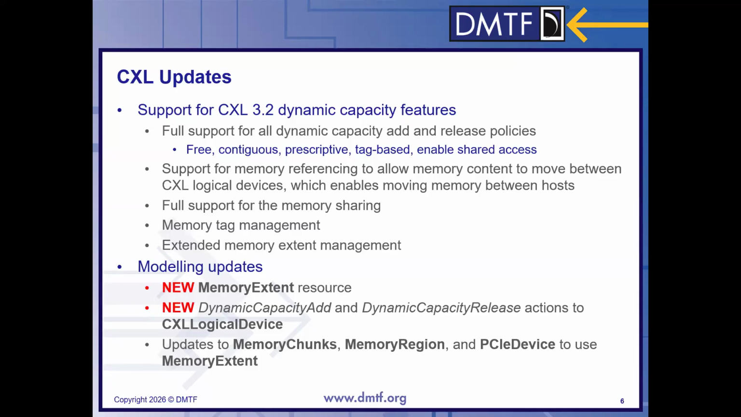And we've added the new memory extent capabilities that were defined in CXL 3.2. So the main highlights again for the CXL updates, we've added a new memory extent resource to define the memory extent as defined in the 3.2 spec. We've added new actions to CXL logical device, so dynamic capacity add and dynamic capacity release. Those are used to add or remove memory regions from a CXL logical device. And then we've updated memory chunks, memory region, and PCI device to tie into this new memory extent modeling.